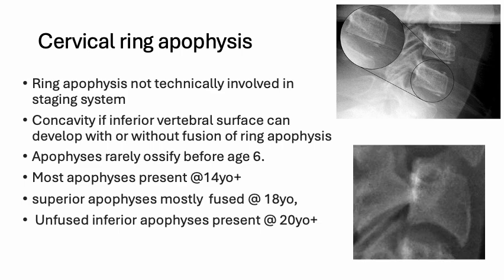Most will have some ossification before age 6, so most of these patients that we're looking at here that are peri-adolescent are going to have some kind of ossified apophysis, and they tend to fuse mostly by 18, but the inferior, specifically the inferior anterior apophysis, has been shown to sometimes be ossified and incompletely fused up to age 20 and beyond.